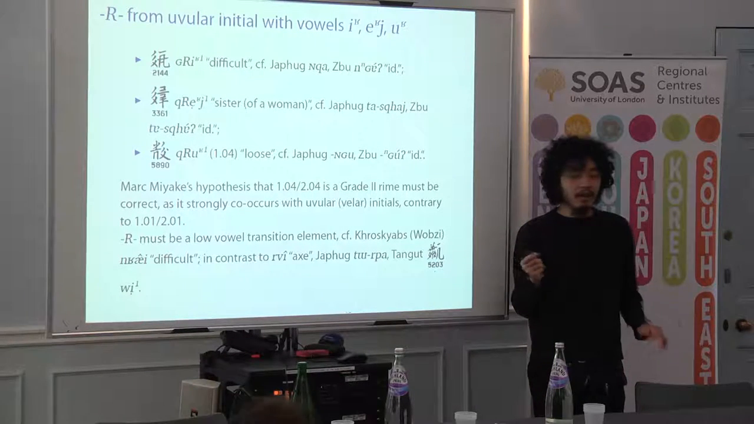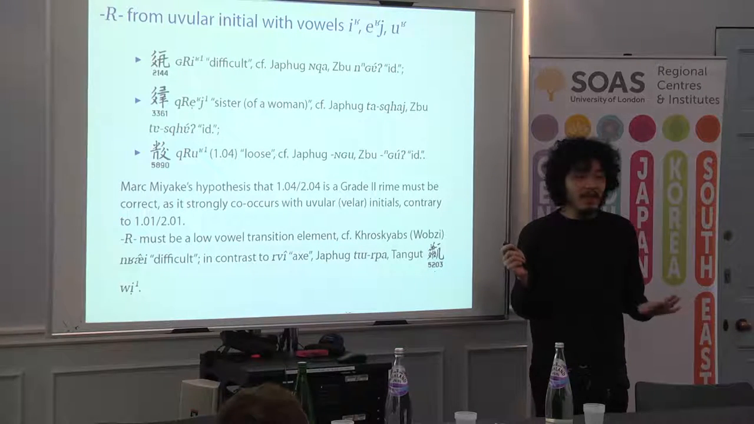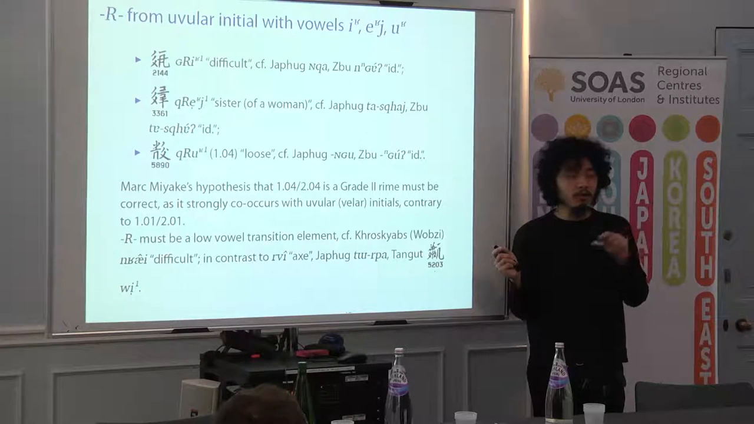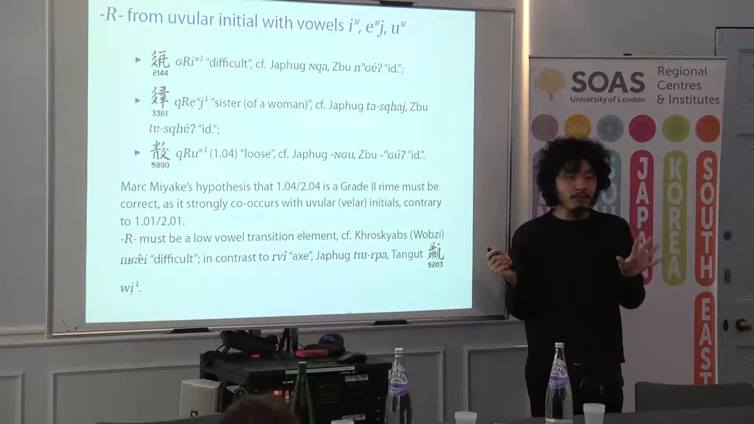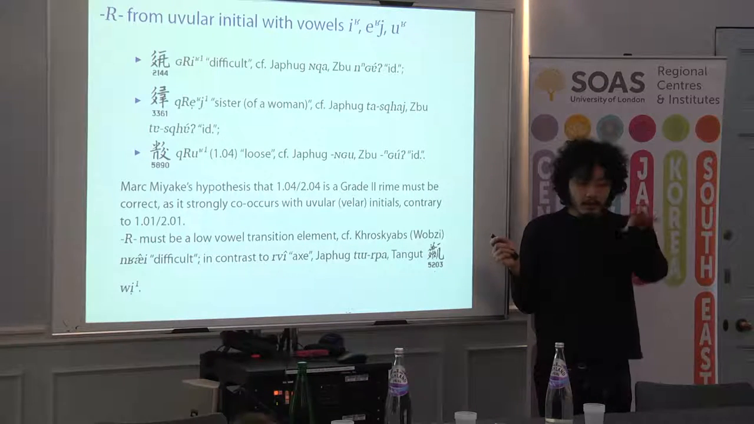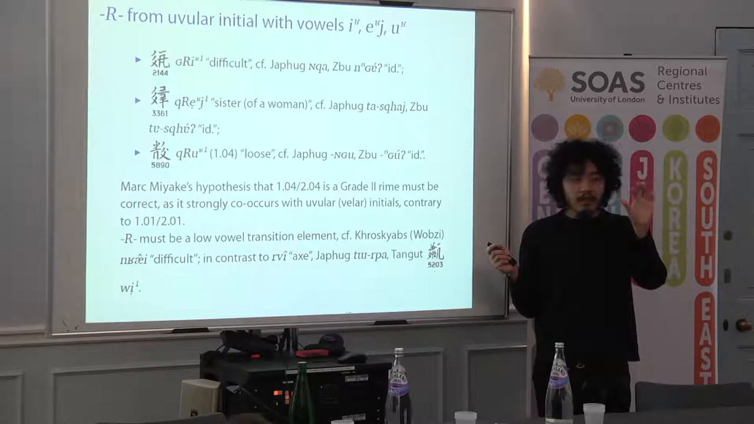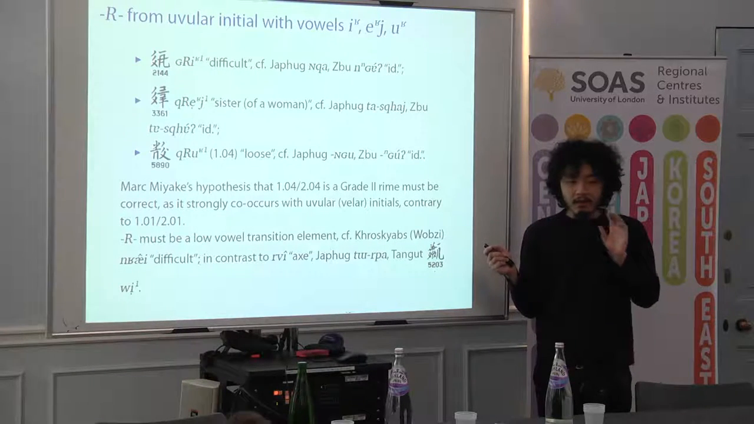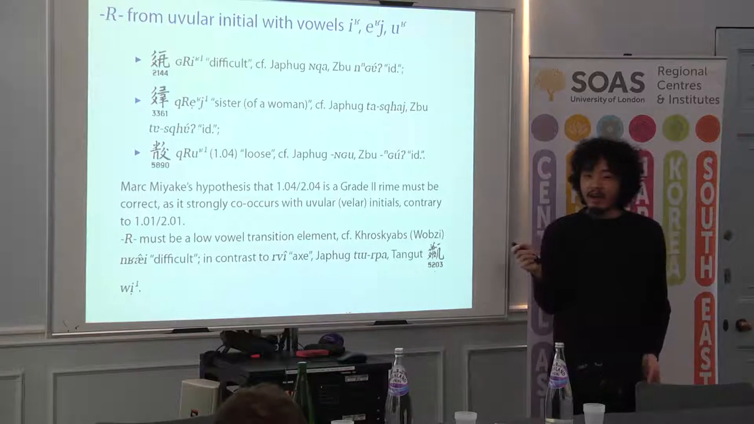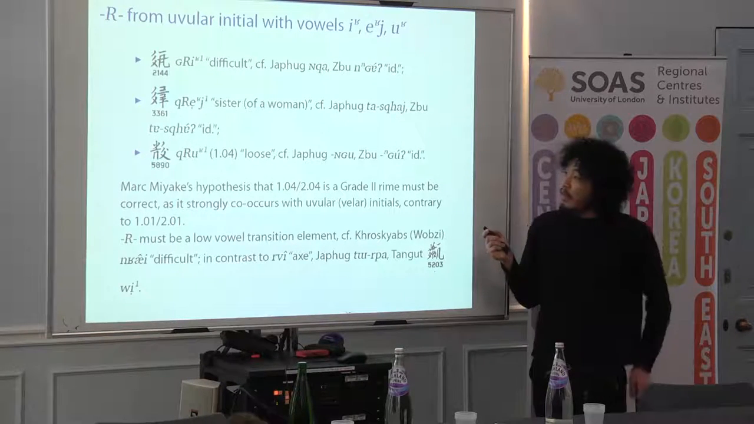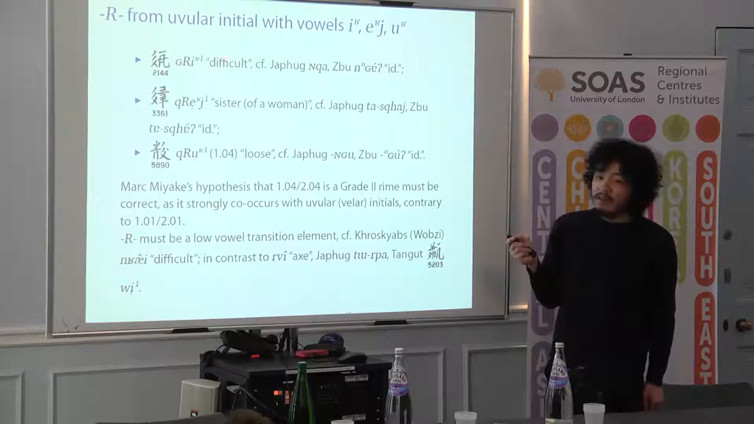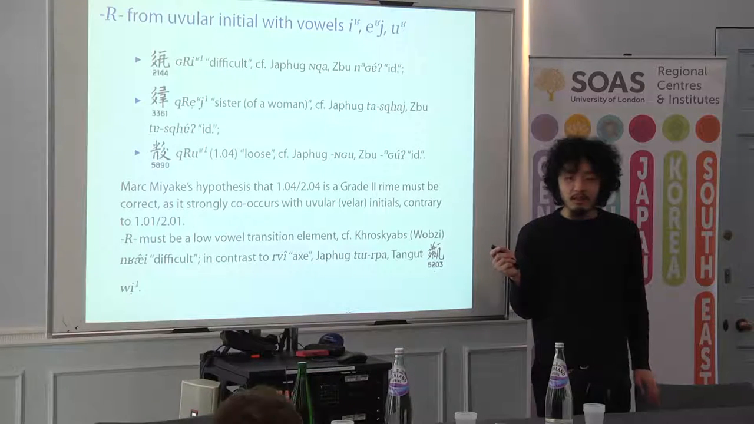So basically, if any of you speak a language with uvulars, you know that it's very difficult to pronounce T. It's almost impossible to do T with a normal E. So there is always some kind of intervening transitional element between uvular initial and high vowel or front vowel. However, in Tangut, this thing is categorized as the same thing as the other origins of grade two.